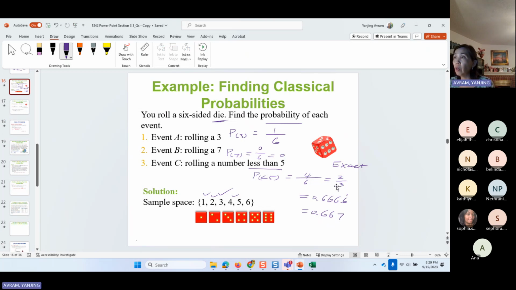Okay, in any question, you always have to divide by the total, the sum of the total possible outcomes. So it's 1 out of the 6.